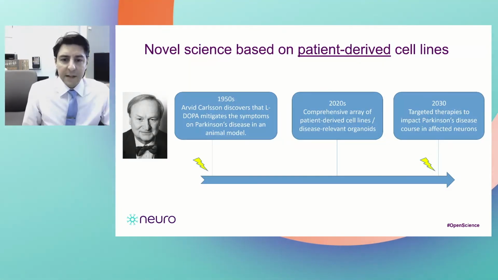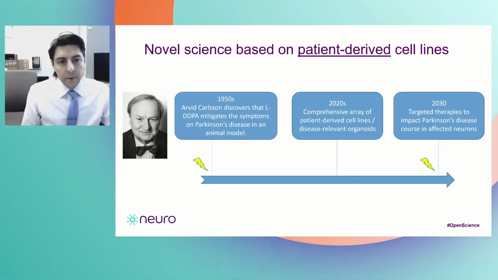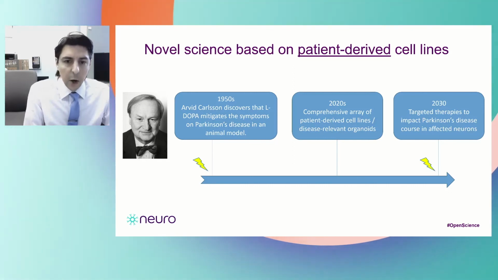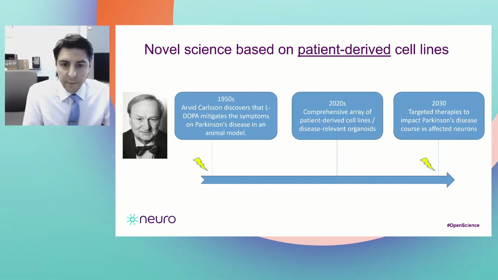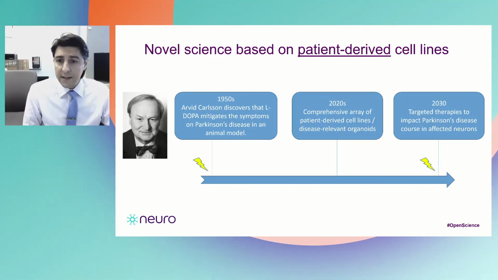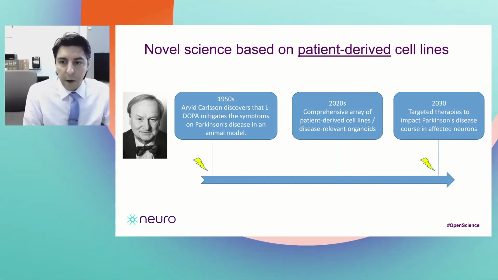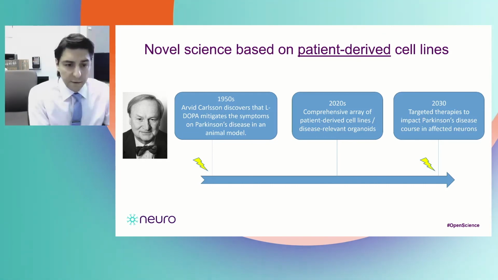So this is my fantasy graph here. 1950, we had our first intervention in Parkinson's disease. Over the next 10 years, I hope we develop a comprehensive array of patient-derived cell lines. We already have several dozen here at the Neuro and in CBIG. And with these cell lines, I hope we're able to develop targeted therapies that meaningfully impact Parkinson's disease within the next 10 to 15 years.